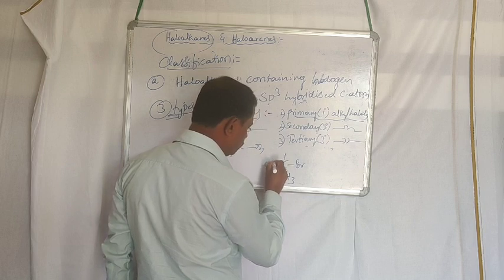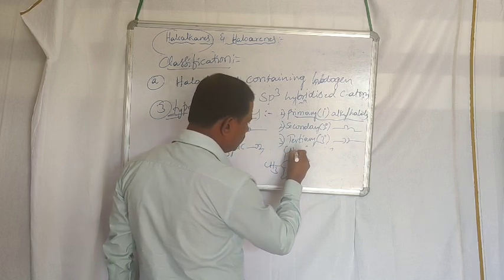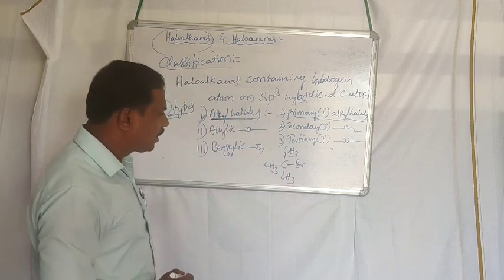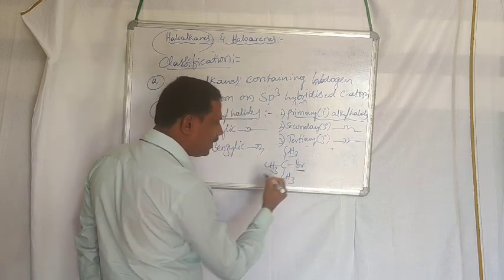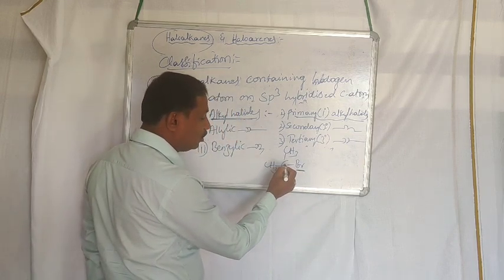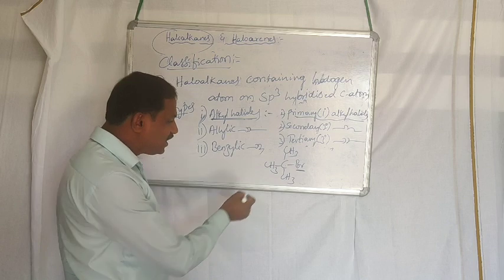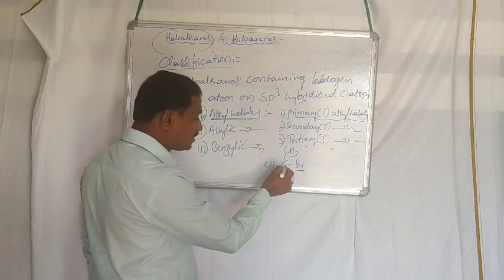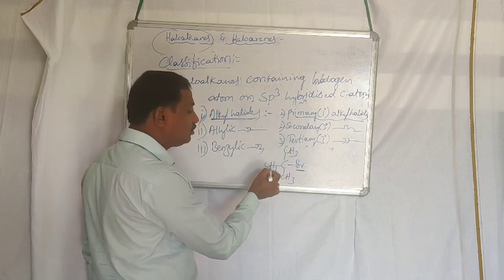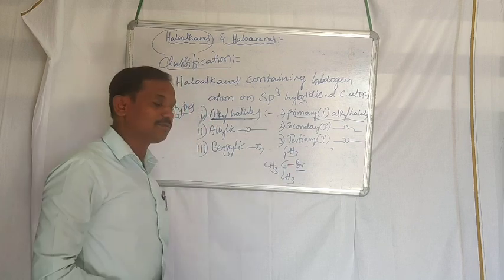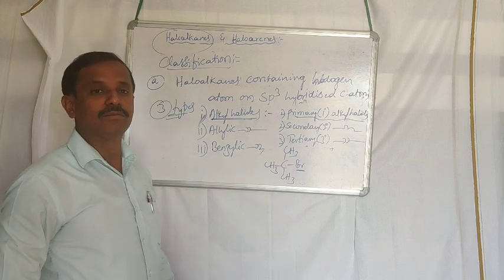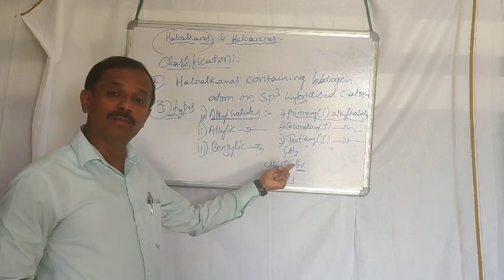This is tertiary butyl bromide, because the halogen atom, that is the bromine atom, is attached to a tertiary carbon atom. What is the reason it's a tertiary carbon atom? Because this carbon atom is directly attached to three other carbon atoms. Hence it is called a tertiary carbon atom. This is tertiary butyl bromide.